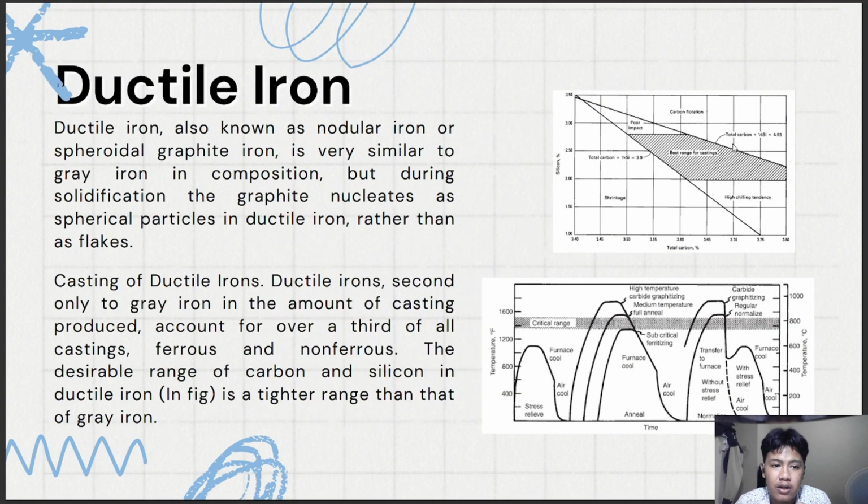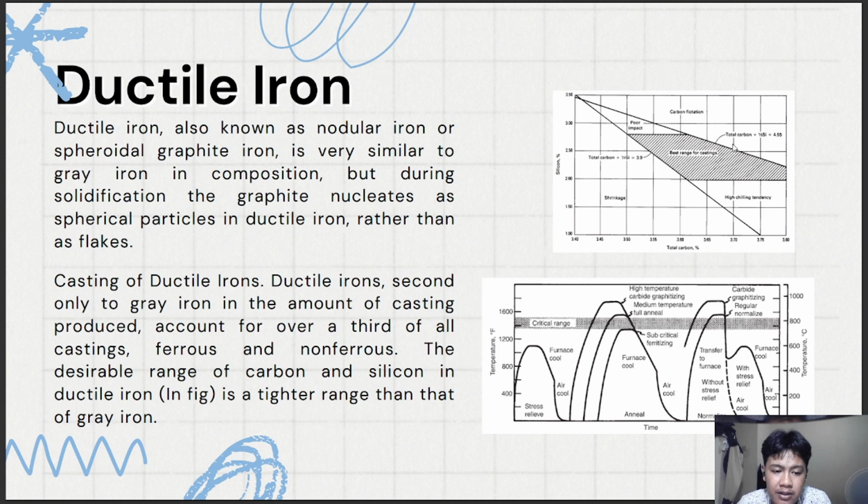Ductile iron, also known as nodular iron or spheroidal graphite iron, is very similar to gray iron in composition, but during solidification, the graphite nucleates as spherical particles in ductile iron rather than as flakes. Castings of ductile irons, second only to gray iron in the amount of casting produced, account for over a third of all castings, ferrous and non-ferrous.